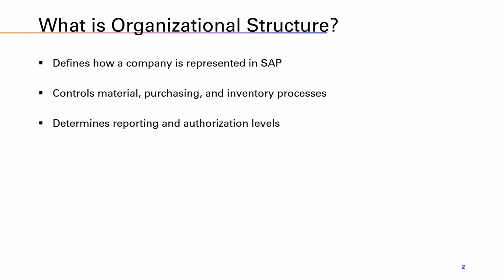So, what exactly is an organizational structure in SAP? Organizational structure defines how a company is represented in SAP system. In SAP MM, it controls material management, purchasing processes, and inventory management. It also decides reporting levels and user authorizations. In simple words, it tells SAP who can do what and at which level.